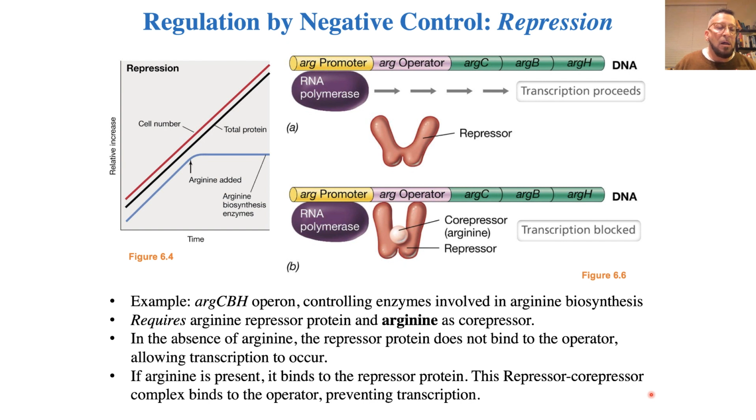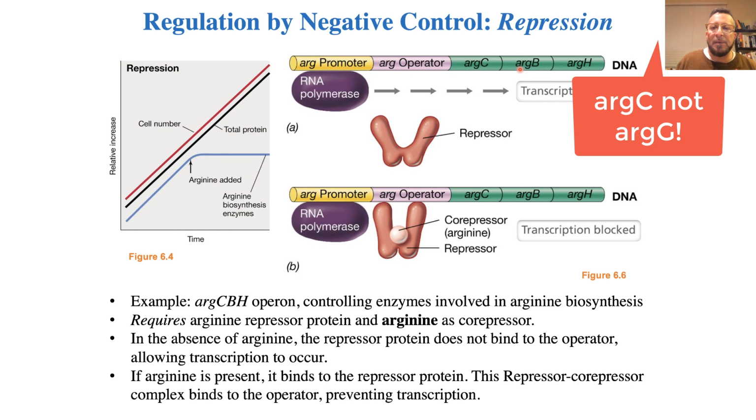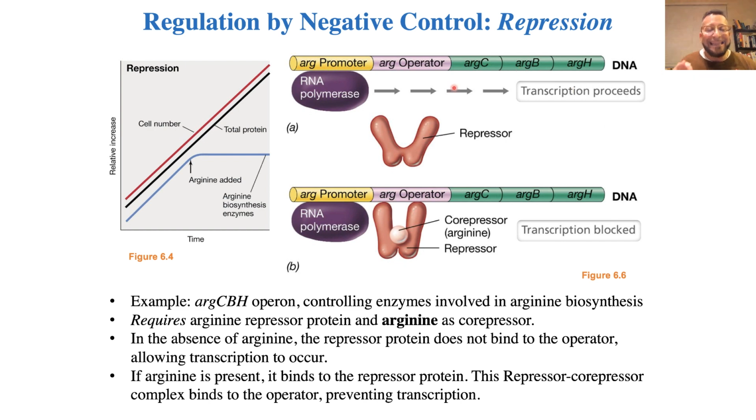Now, what we have over here is an illustration of the arginine operon, containing in yellow the arginine promoter, a region of the arginine operator, and three genes that are involved in arginine biosynthesis: argC, argB, and argH. In the absence of the amino acid arginine, the RNA polymerase is able to bind to the promoter and initiate transcription to make the enzymes ArgC, ArgB, and ArgH. The repressor is not going to bind.